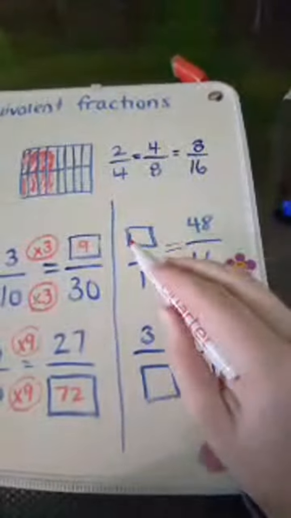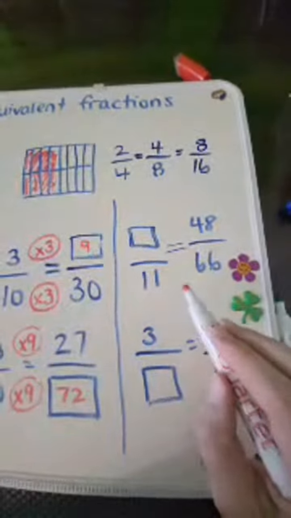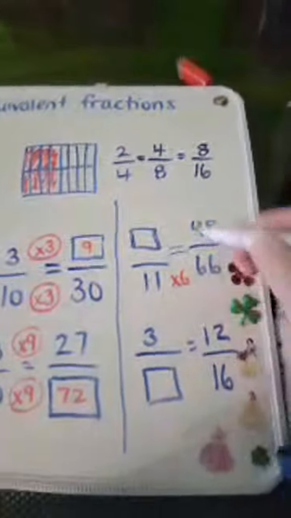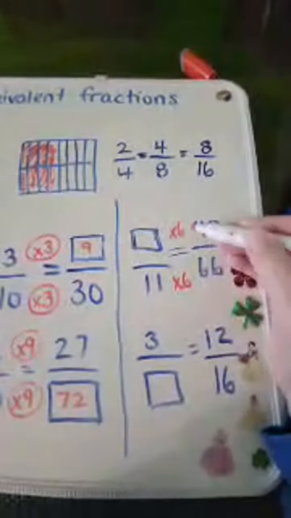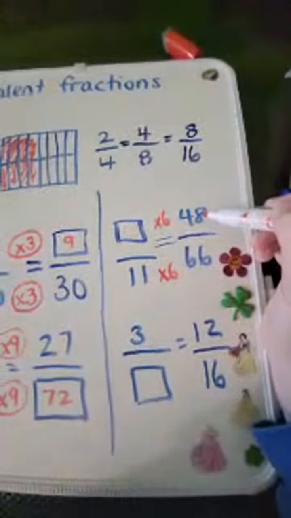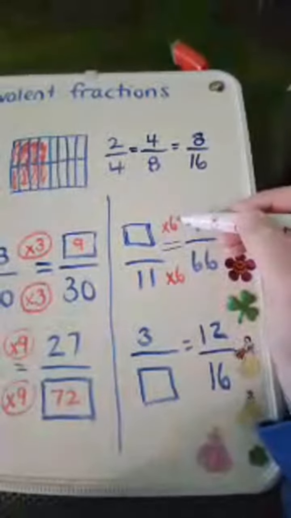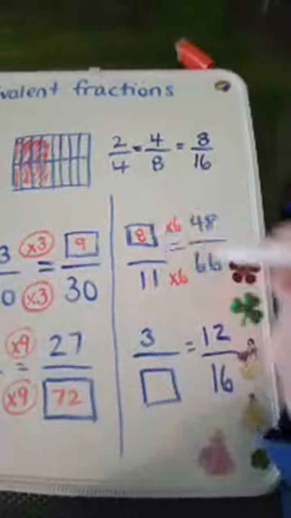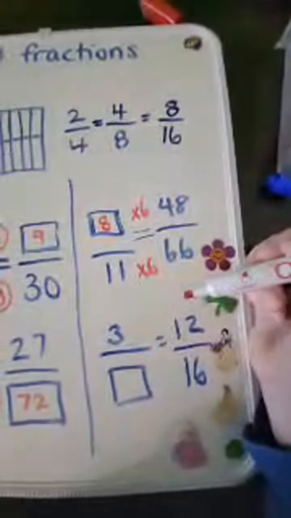Can't figure out the top, there's not enough information, I'm going to go to the bottom. What do I have to do to 11 to get 66? Times 6. Something times 6 is 48. If I want to go the opposite way, 48 divided by 6 is 8. There we go. Nice and quick.